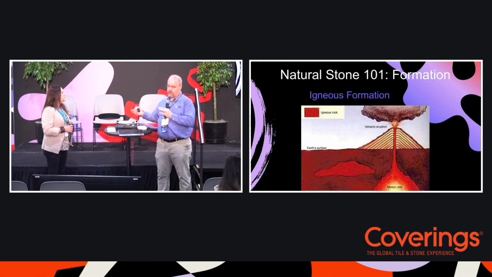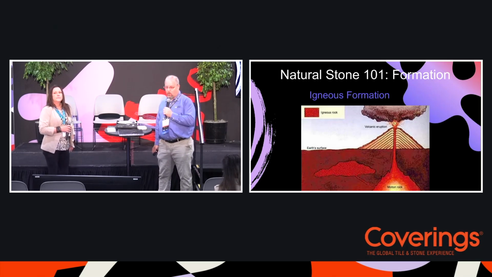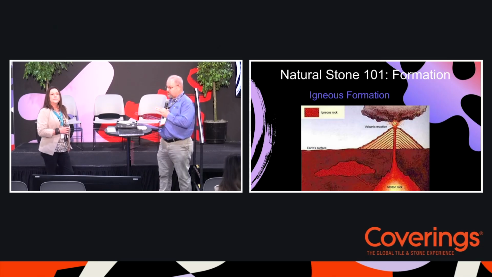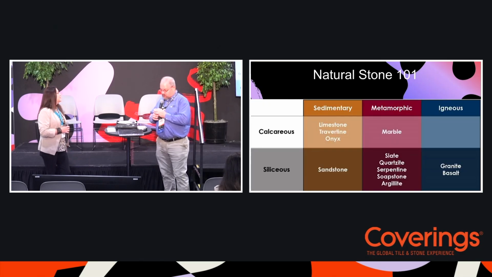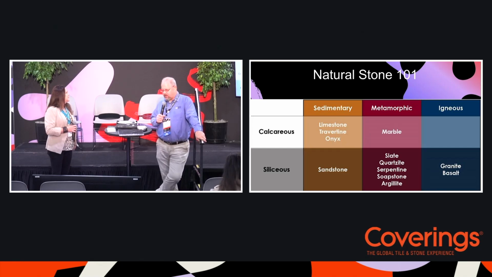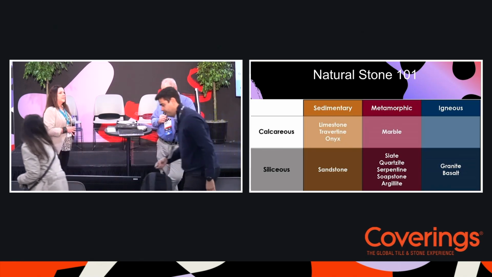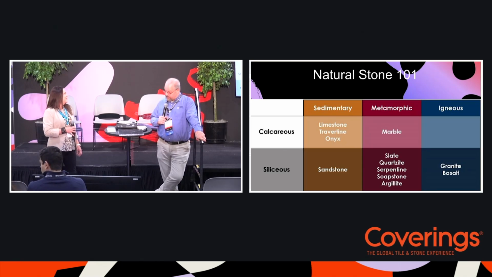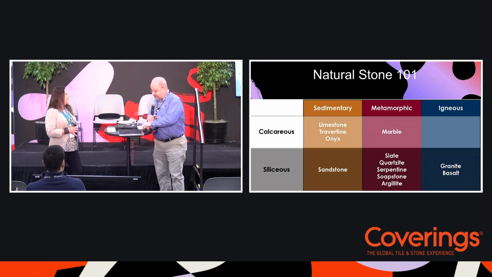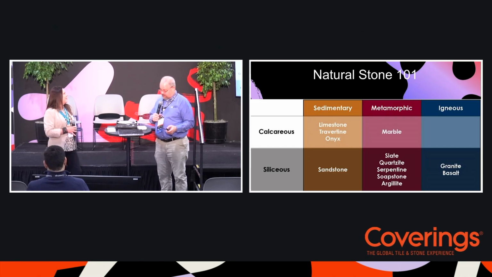Igneous is where the minerals were in a liquid molten state within the earth, and then as they cool, the crystals can grow and they cool into the hard stones that we see around the world. Some of those stone varieties that fall into those categories you can see on the left side of the slide, the calcareous and siliceous families, and then the three methods of formation. All the very common stones like limestone, travertine, onyx, sandstone, marble, slate, quartzite, serpentine, soapstone, argillite, and then granite and basalt are on that igneous side.